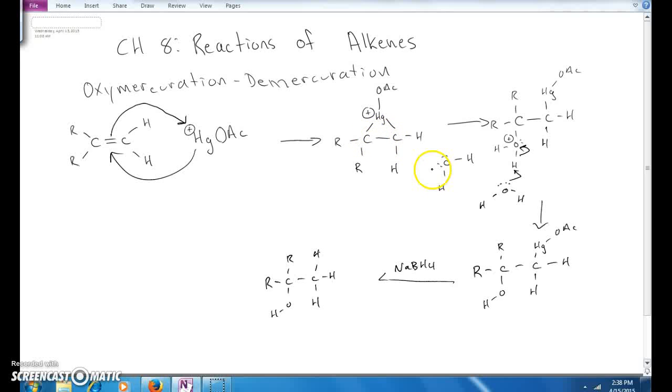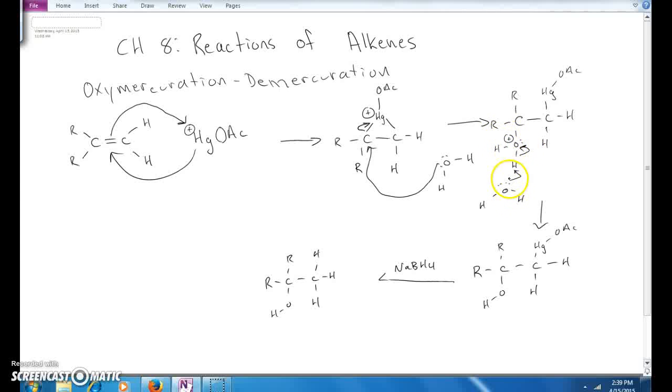Now, this next step is very quick. We want to alleviate this ring strain. So water is going to come in, go to the more substituted side so that we can get rid of the mercury from that substituted side, and attach to the carbon, which will break this carbon-mercury bond. This also takes care of the positive charge on the mercury. We end up with this structure with now the water attached, which will have a formal charge of +1.